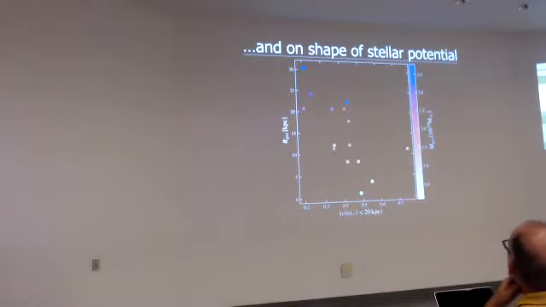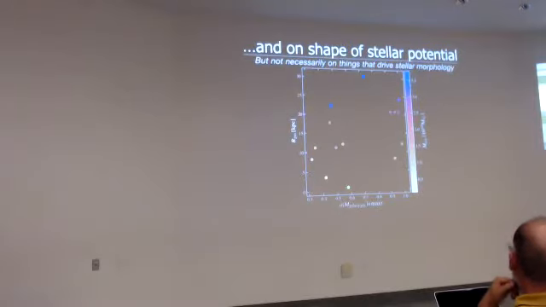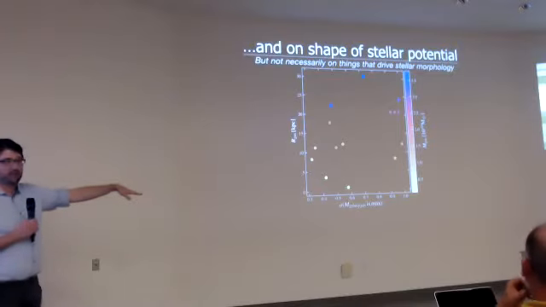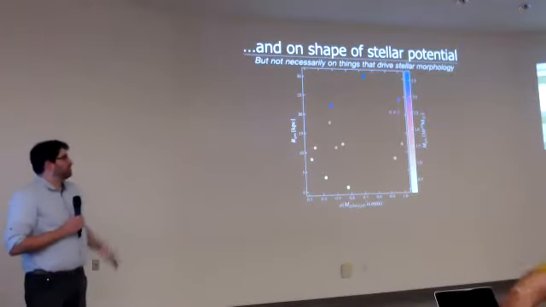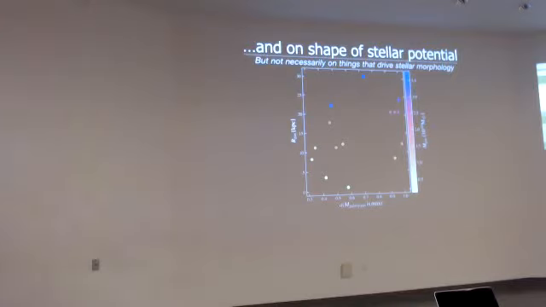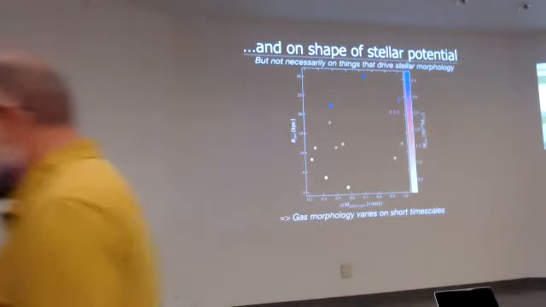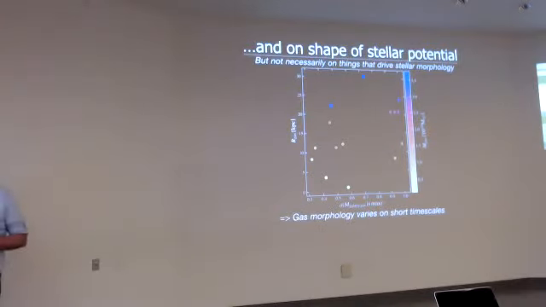That said, it doesn't necessarily depend on the things that drive the stellar morphology. So here's R gas versus the scale factor when the galaxy has its gas, right? And this to me looks like just a scatter plot. That makes sense if the gas morphology is just responding to the stars on relatively short time scales, right?